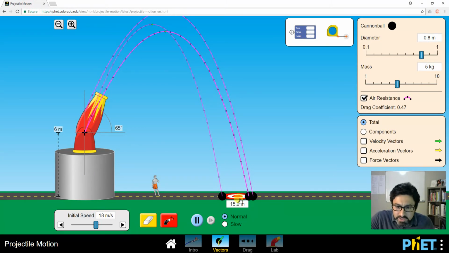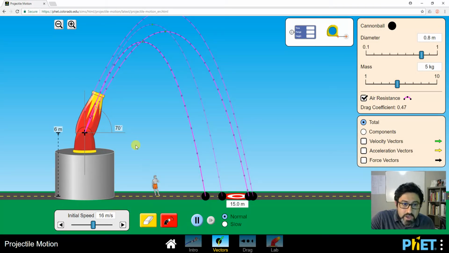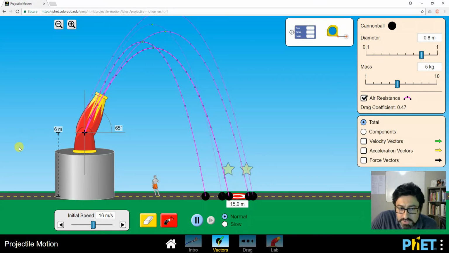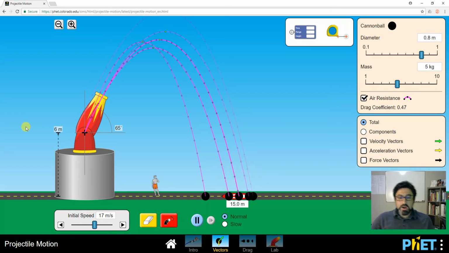Let's see if we can actually hit this sucker here. Let's go to 70 degrees, and I'm going to reduce the speed to 16. Oh man, what am I doing? Oh God, I am actually making, oh man, I'm not thinking. So actually, I want to go to this angle here and shoot. There we go. That was pretty close. And let's try 17. Whoa. Yay. All right, we got it.